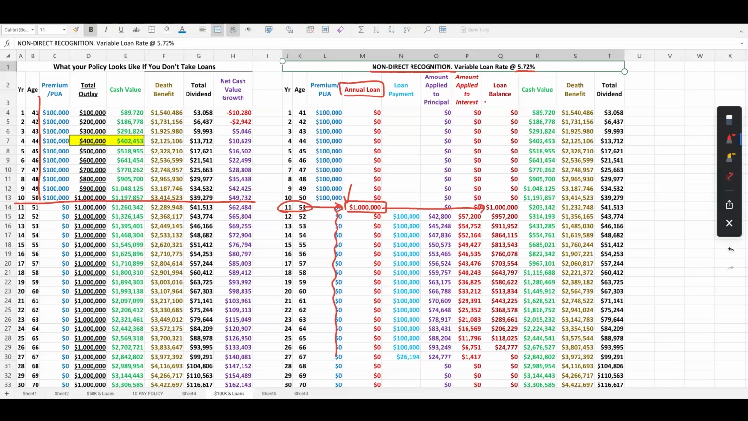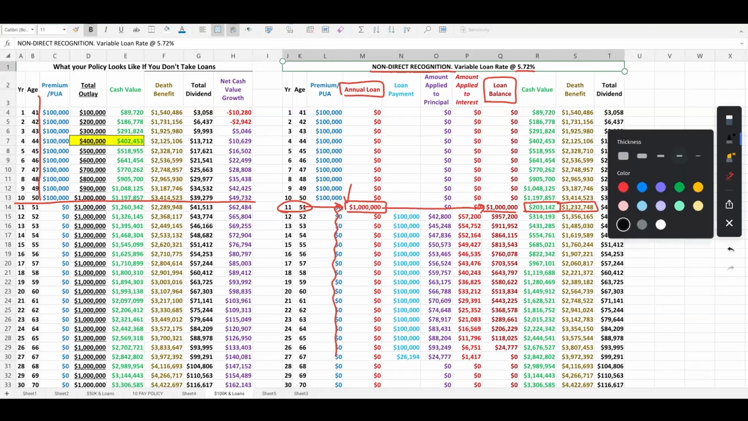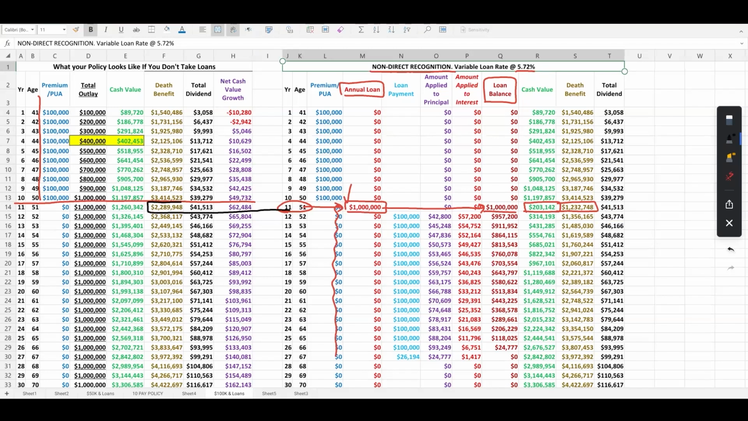In dark red is your loan balance. Next, we've got your cash value, $203,000. We also have your death benefit, $1.23 million. Compare that to the examples on the left. Do this in a different color. Death benefit in year 11, 2.289. Cash value, 1.26 million. When you borrow, what happens?